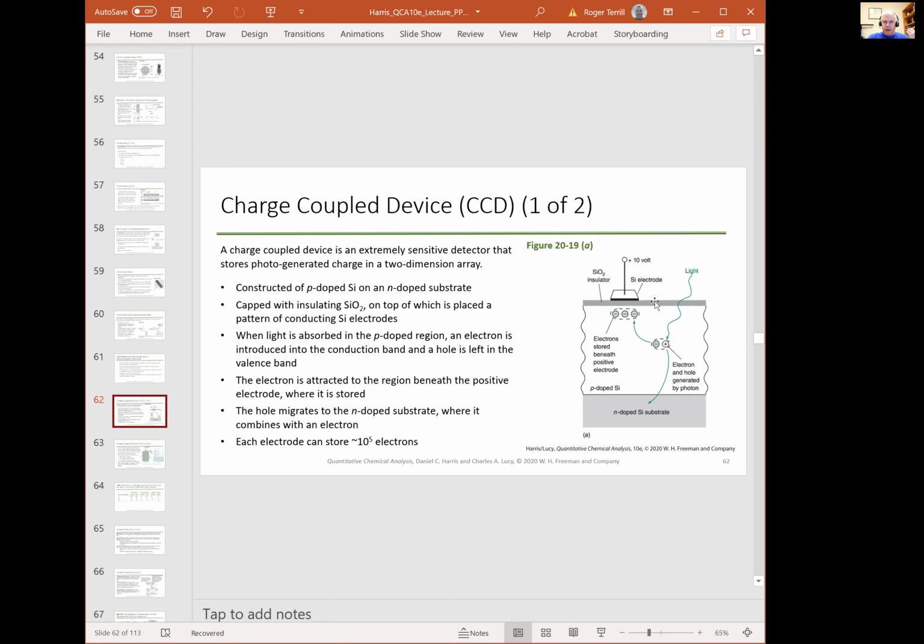So you can grow a thick, impermeable layer of SiO2, and then you can place a contact on top of that SiO2. Here they show Si, but this also could be aluminum or copper or any conductor up here. And then you charge that up.